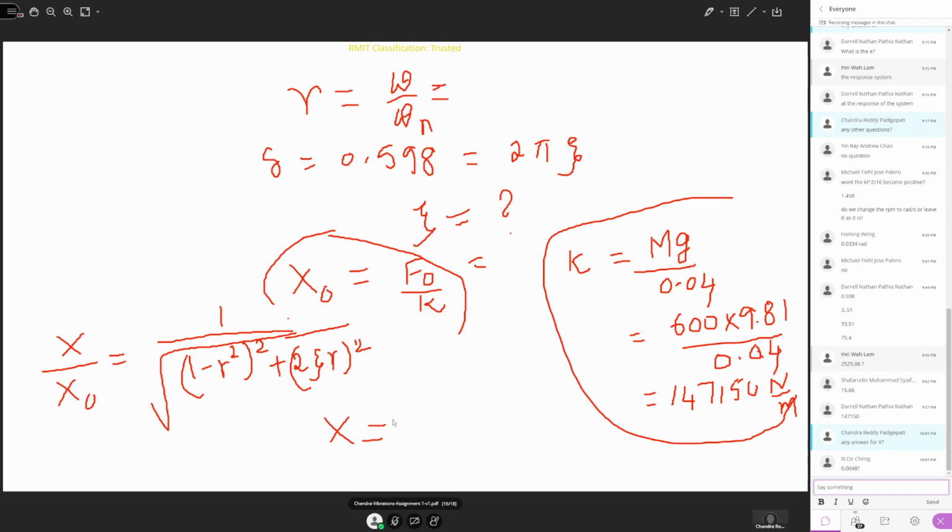Yeah, the answer is correct, Ichan. So you get around 0.0048 meters. All right, so you got the answer right. Any questions?